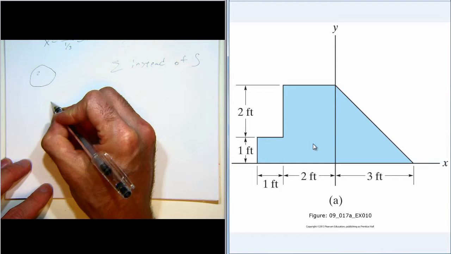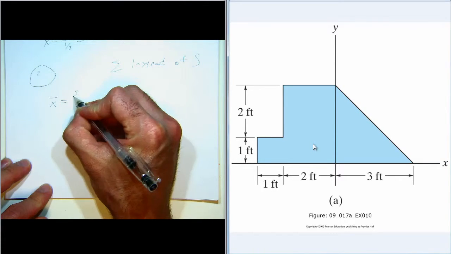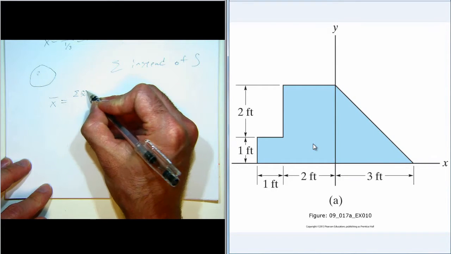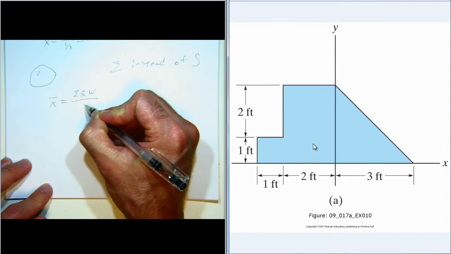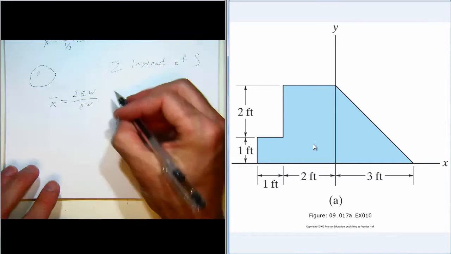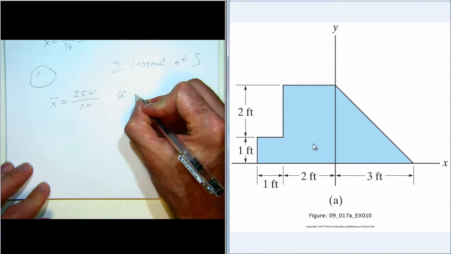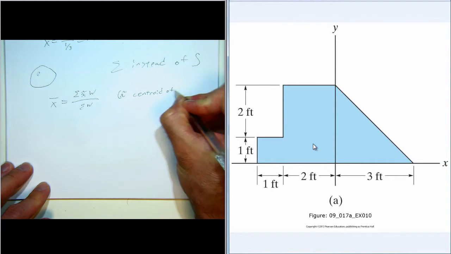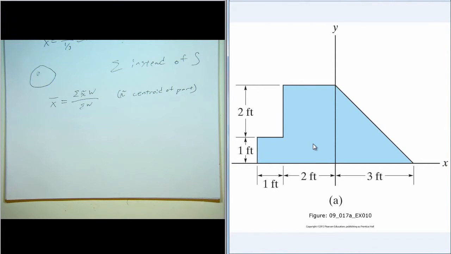So for example, the x location is, and this is for the center of gravity, x tilde times weight, the sum of all the x tilde and weights divided by the sum of the weights, where x tilde is the centroid of the part, and w is the weight of that part.